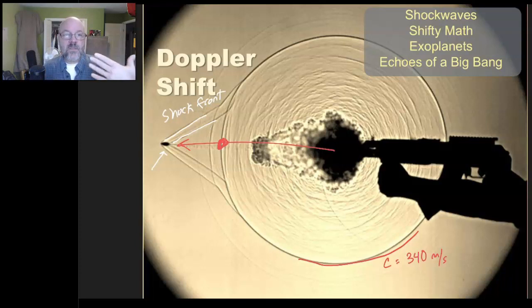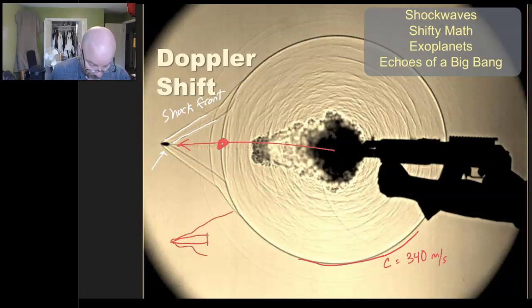Now, the angle of the wake that it makes, so let's say here's your boat, and you've got some wake coming out like this. Based on the angle here, let's call that theta, you can determine how fast the boat is going, okay?